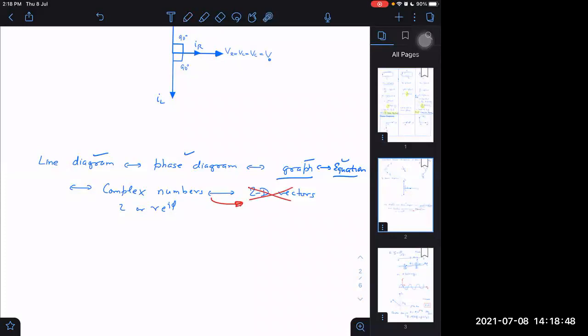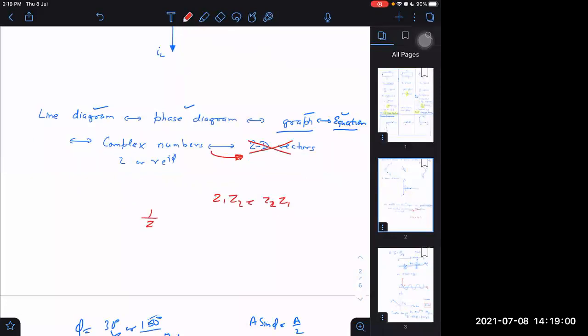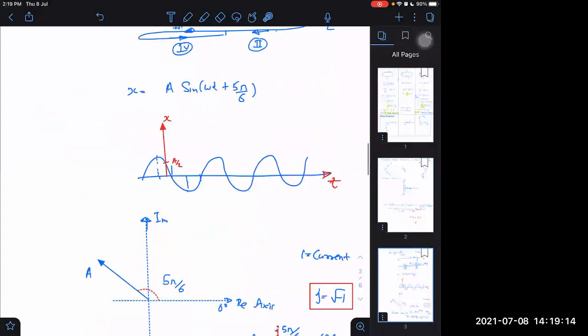Why? Because the vector product is not commutative. But with complex numbers, I can use Z1 into Z2 is equal to Z2 into Z1. Moreover, I can take 1 upon Z also. Division by Z is also possible. So complex numbers have all the power of vectors, but some additional features. Therefore, which will we prefer for representation of our diagrams? We will prefer complex numbers, not vectors, although we can take them like 2D vectors also. Nothing is wrong in that. Understood?